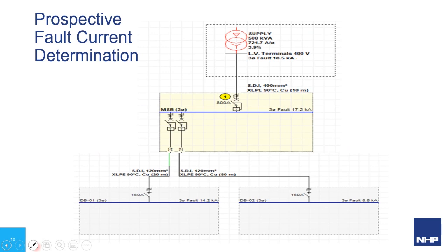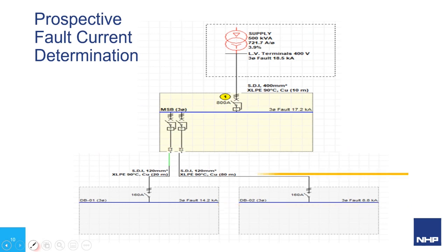If I connect 10 metres of 400mm squared to run to the main switchboard, fault current at the main switchboard is reduced to 17.2 kA. I run a line of 20 metres of 120mm squared to distribution board 1. The fault current at DB1 is reduced to 14.2 kA, down from 17.2.